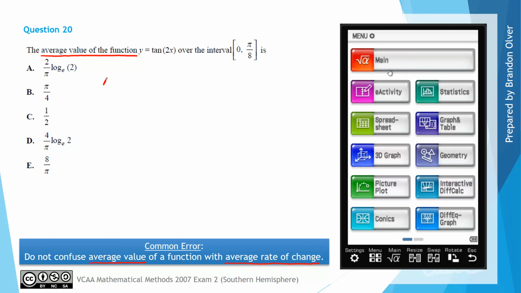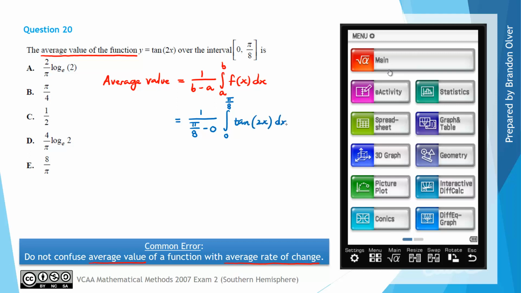We know that the average value for a function over an interval a to b is given by 1 divided by b subtract a, multiplying the integral evaluated between a and b for a function f of x with respect to x. So the average value for this question is going to be 1 divided by, and b take a is going to be pi on 8 subtract 0, so that's the interval that we're going between, multiplied by the integral between 0 and pi on 8 for the function tan of 2x in this case. And we're going to integrate that with respect to x.